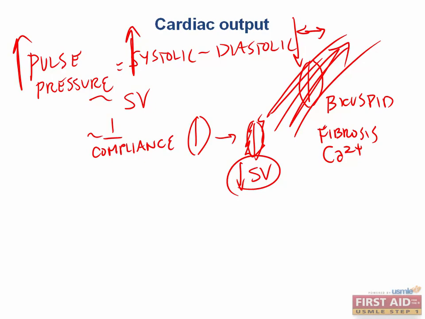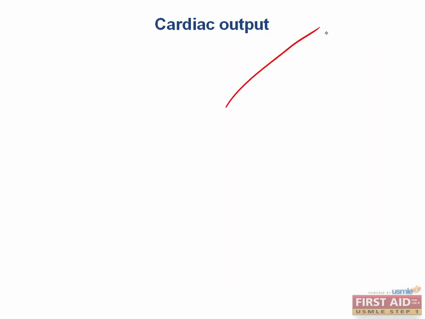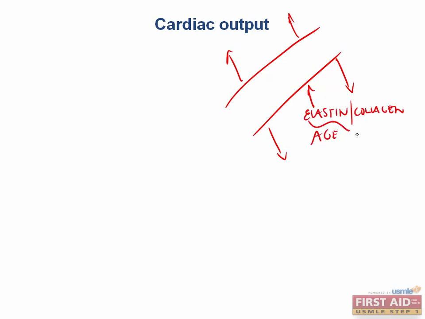Well, this is where you have to consider age, and you have to consider the components of arteries. Arterial compliance is dependent upon the amount of elastic and collagen fibers in the aorta. So let's clear this. In our aorta, the ability of this wall to expand when a systolic ejection is occurring is dependent on the components of elastin and collagen. As we age, we lose these components.